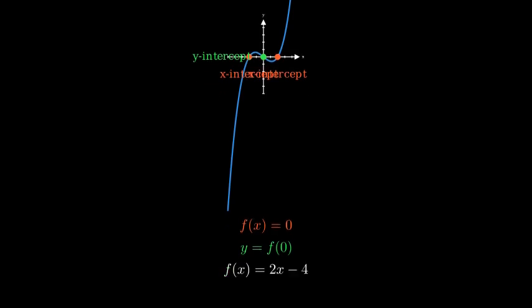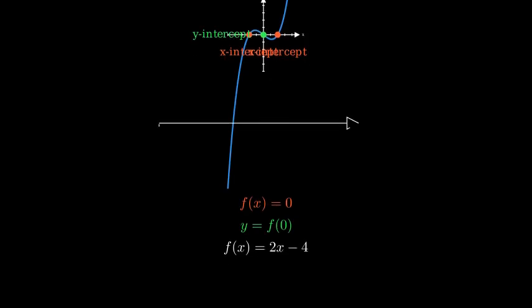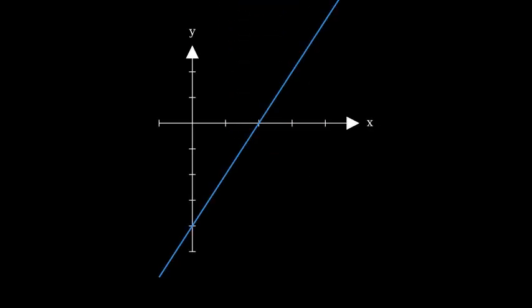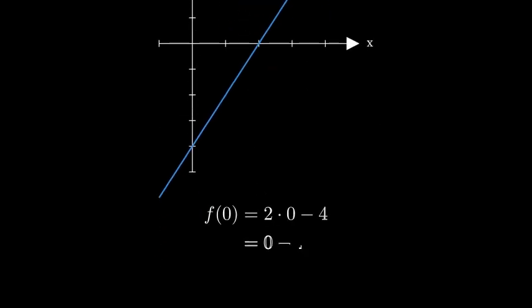Consider f of x equals 2x minus 4. To find the y-intercept, we evaluate f of 0. f of 0 equals 2 times 0 minus 4, which equals negative 4. So the y-intercept is the point (0, -4).